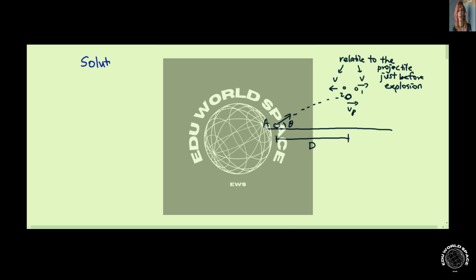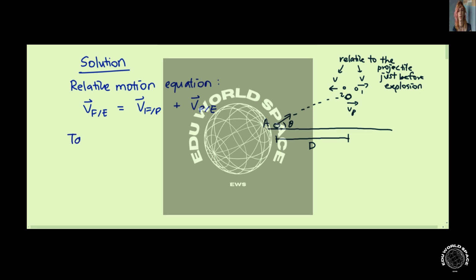So this problem is about relative motion. We first write down the relative motion equation. The velocity of the fragment in the Earth's frame is equal to the velocity of the fragment in the projectile's frame plus the velocity of the projectile in the Earth's frame. So this is the relative motion equation. And then we take right to be positive.